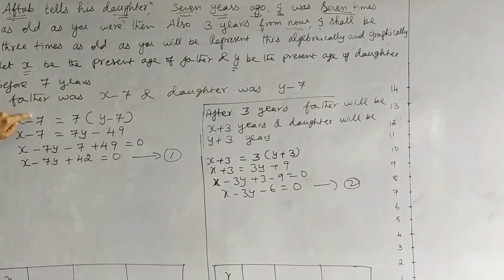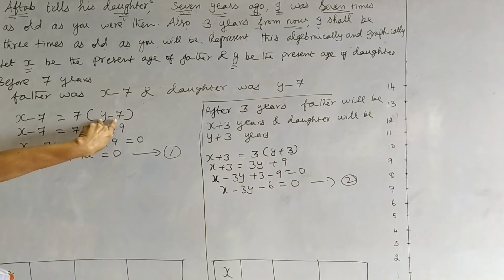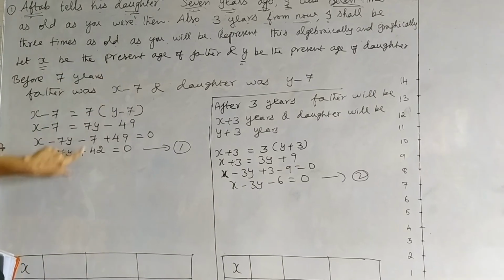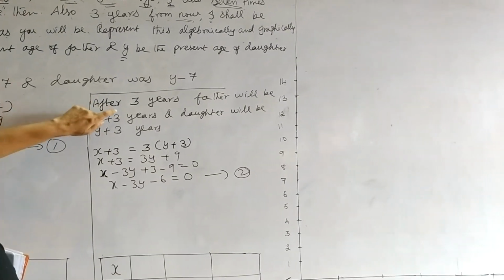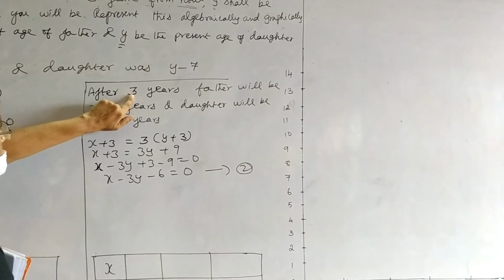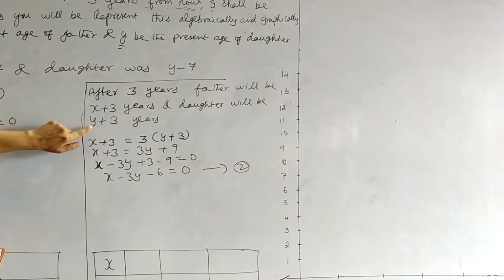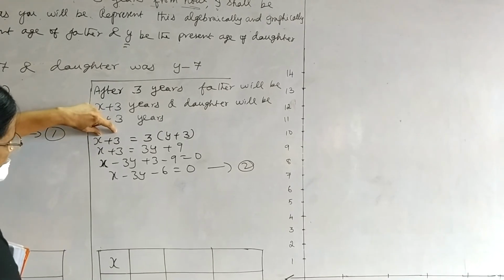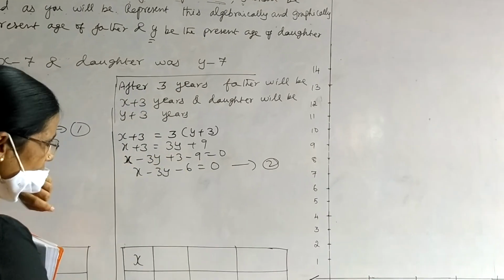Father is telling, I was 7 times as old as you were. Therefore, father's age was 7 times daughter's age. Solving, we get this first equation. The second equation is regarding age after 3 years. Because it is after 3 years, we have to add the given number to the present ages. So father's age will be x plus 3 and daughter's age will be y plus 3. The statement says that father will be 3 times daughter's age. Therefore, we get the second equation.